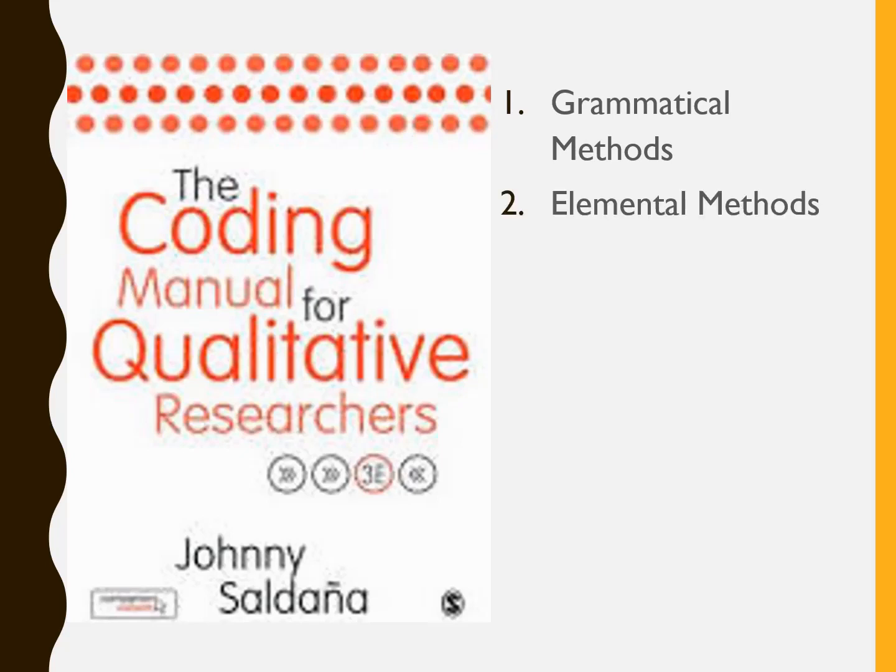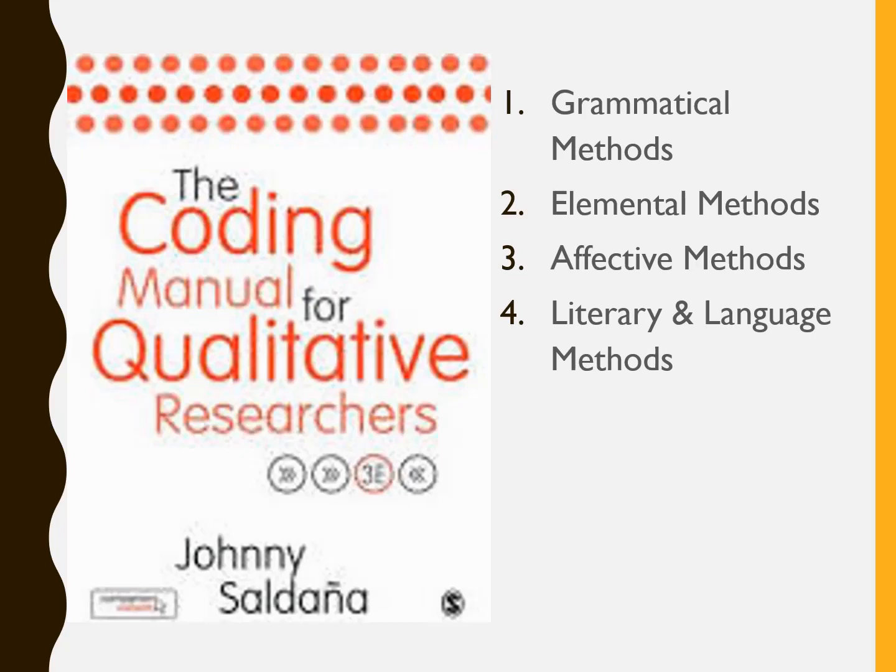Then he's got what he calls elemental methods, or primary approaches to qualitative data analysis, which includes initial and concept coding. Then he's got what he calls affective methods, which is coding for emotions, values, conflicts that people might talk about. Then he's got literary and language methods, coding from literary traditions, so coding for performance, motifs, and narrative terms like conflict, resolution, flashback, etc.